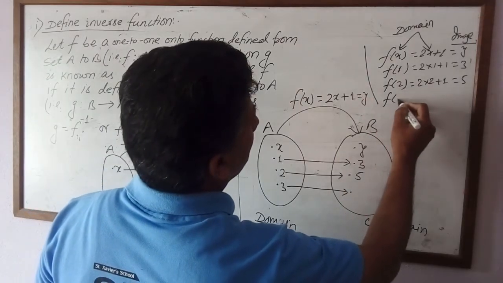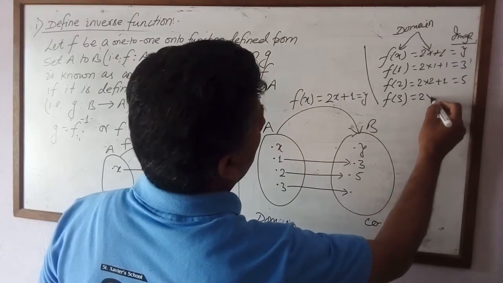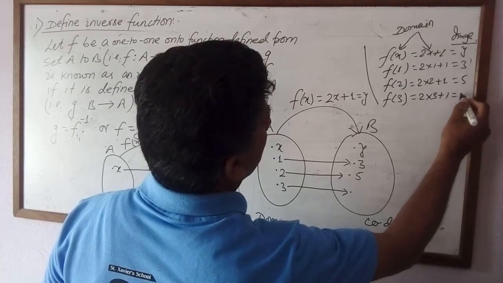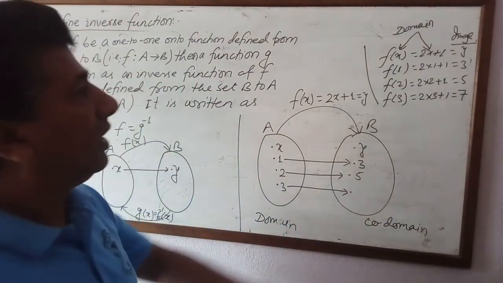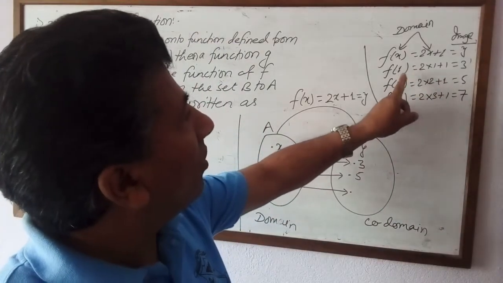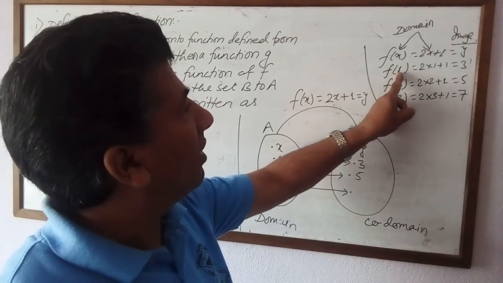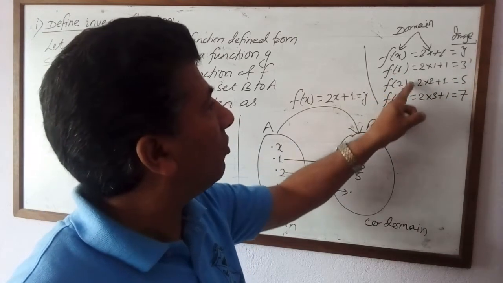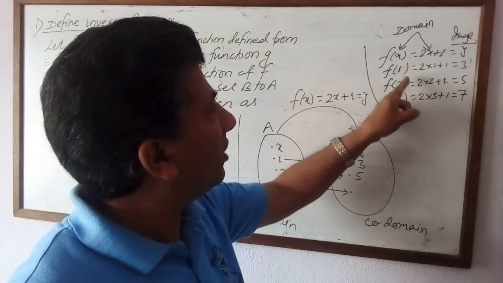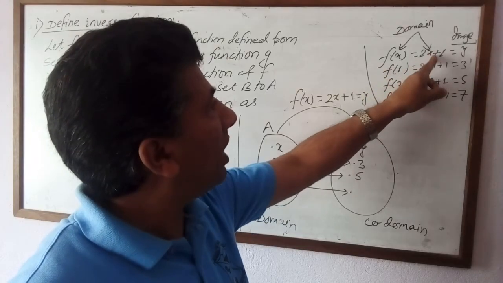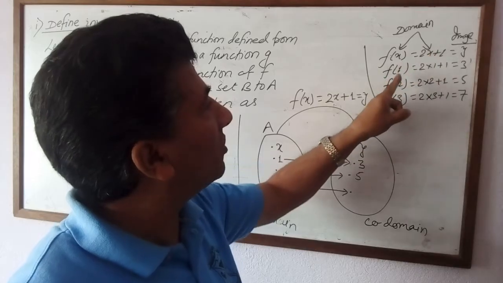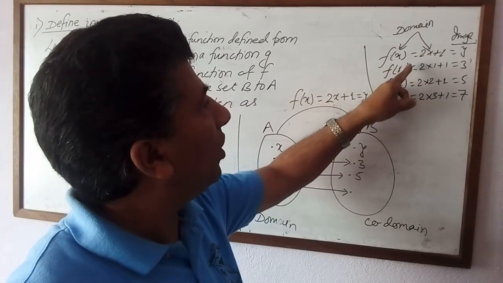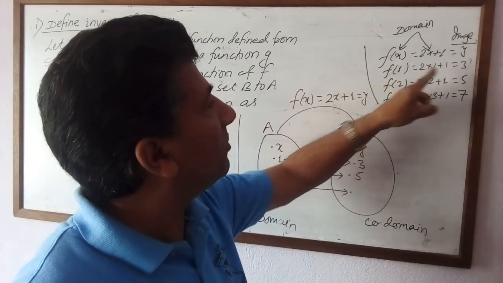f3 equals 2 times 3 plus 1, that is 7. Now we have to understand f1. f1 means 3, f2 means 5. How to read this f2? It has another meaning. There is a formula, this is a function. In that function, write the value of x as 1. When you write the value of x as 1, it gives image 3.